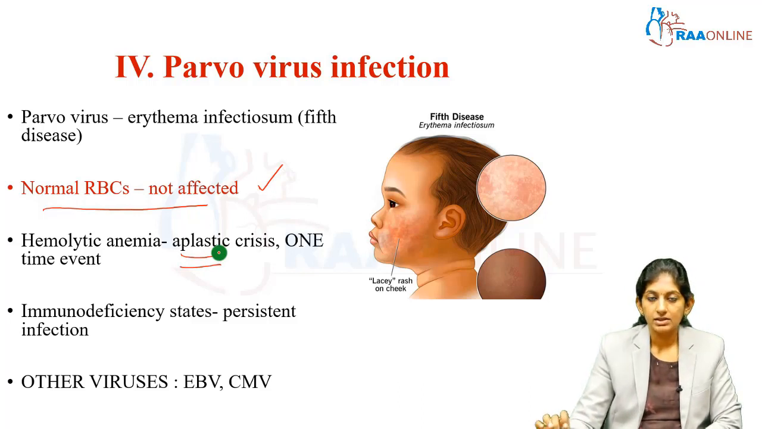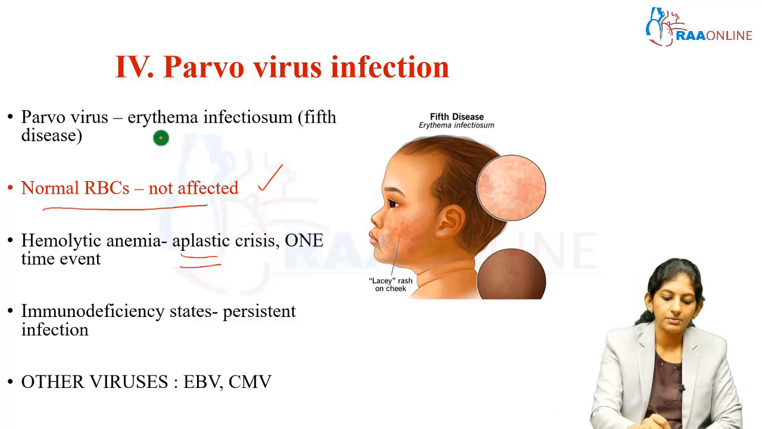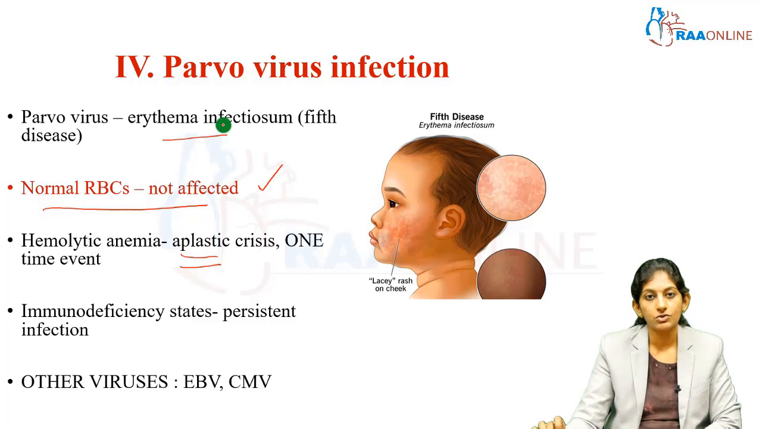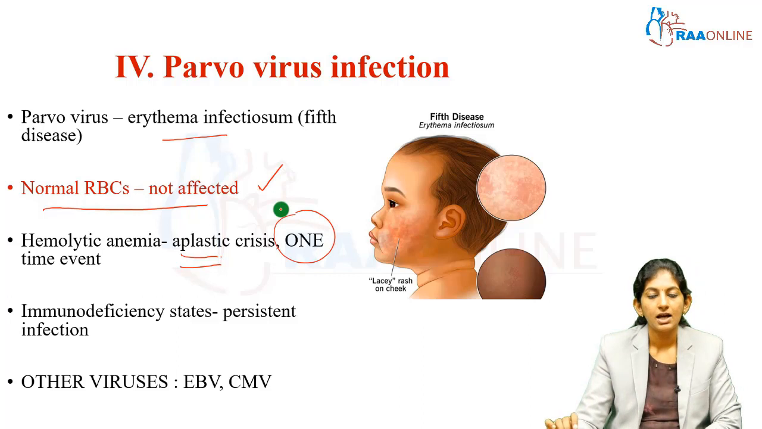This parvovirus can affect normal individuals also and give rise to a picture like erythema infectiosum, that is the fifth disease or slapped cheek disease, quite common in infants between 8 months to 1 year and rarely beyond 1 year. But if it affects a child with hemolytic anemia, it will cause aplastic crisis. But in a hemolytic anemia patient, it is going to be a one-time event, one-time hemolysis, and then it is done.